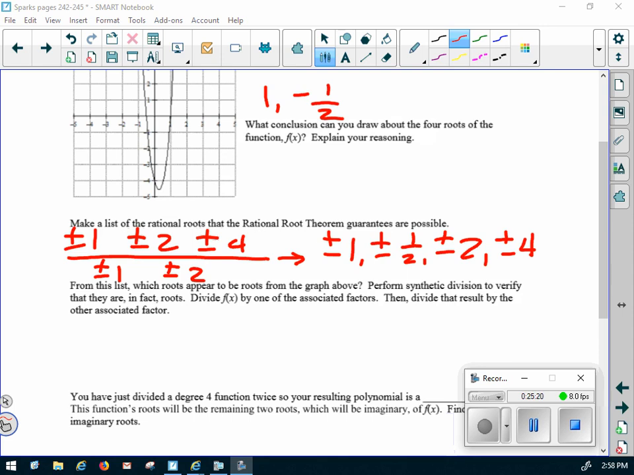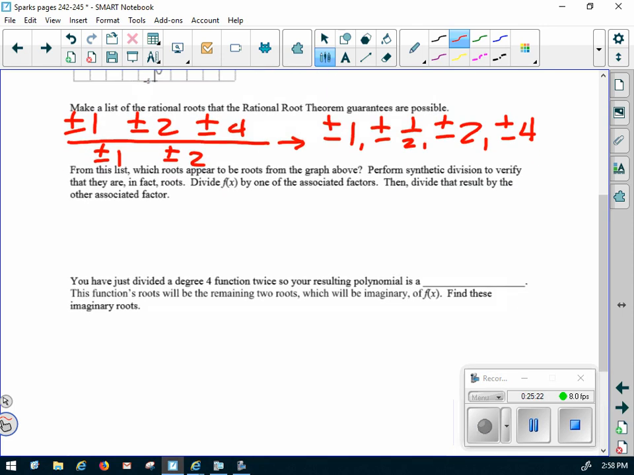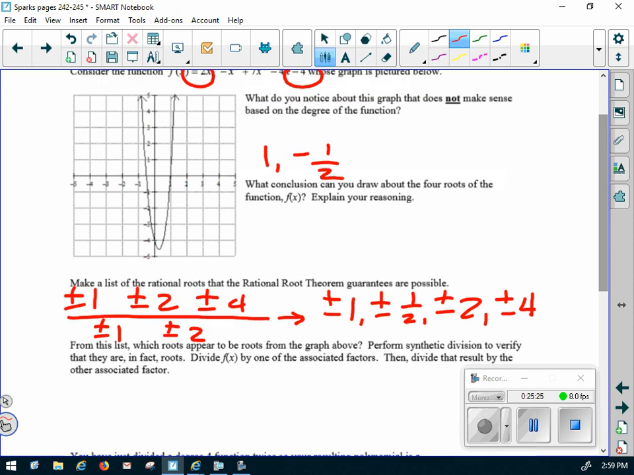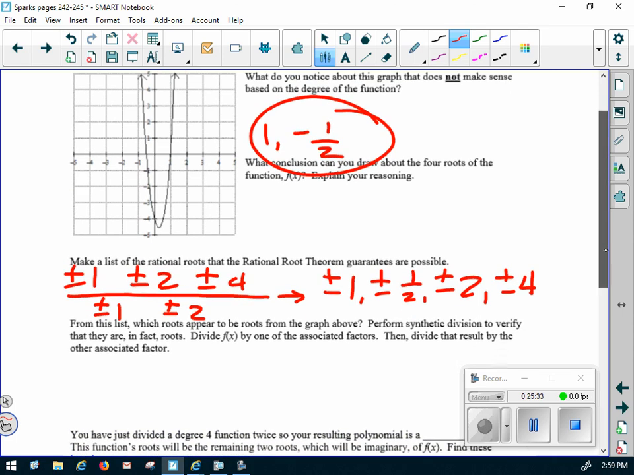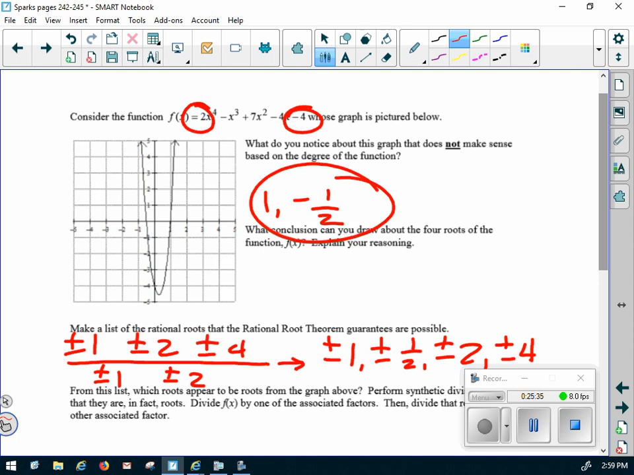All right. Now what we're going to do is synthetically divide by these to verify that they indeed are roots. Okay? So let's do that. Which one do you want to start with? Which one do you feel the most confident about? I sure feel confident about 1. So let's do the synthetic division by 1.